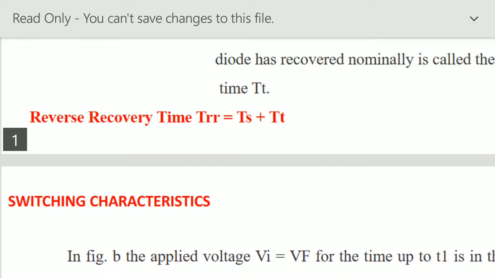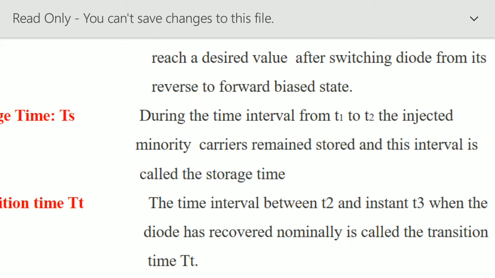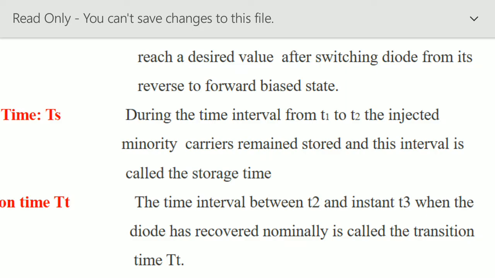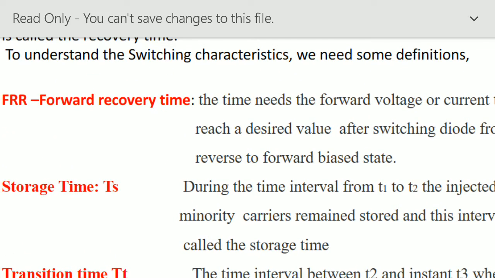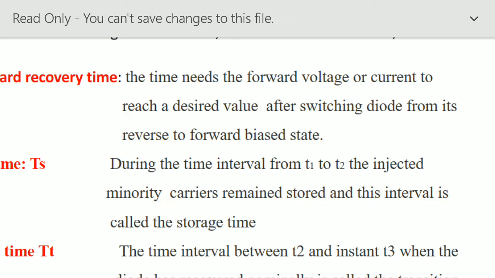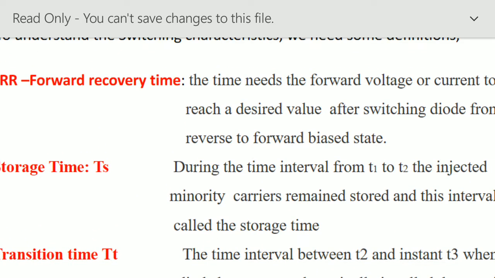Now we come back to the definition of storage time. During the time interval from T1 to T2, the injected minority carriers remain stored, and this interval is called the storage time. Now what is the forward recovery time? It is the time needed for the forward voltage or current to reach the desired value after switching the diode from its reverse to the forward biased state. Simply, whenever the diode switches from reverse to forward direction, the time taken to reach the steady state value is known as the forward recovery time.